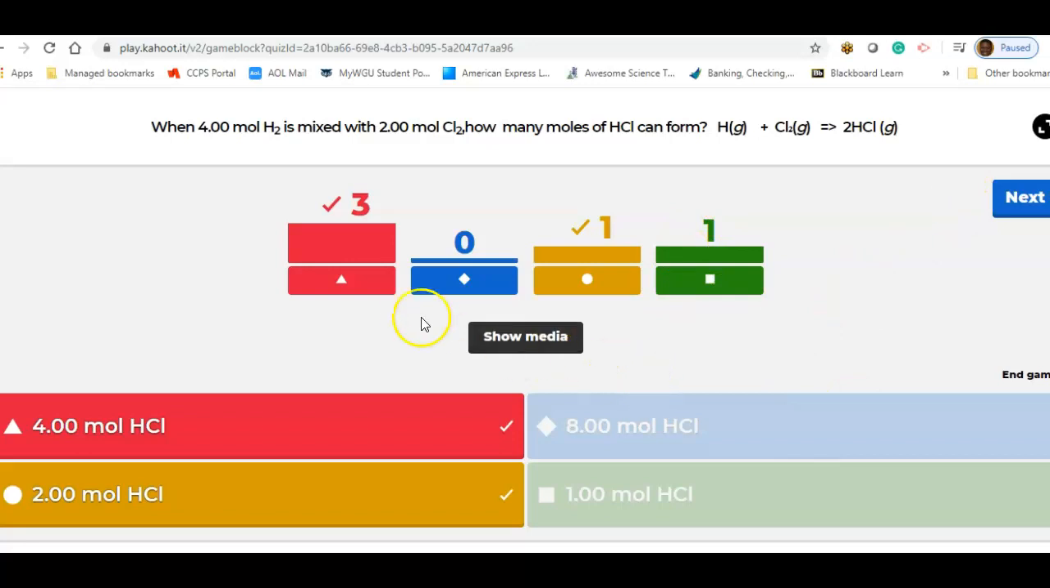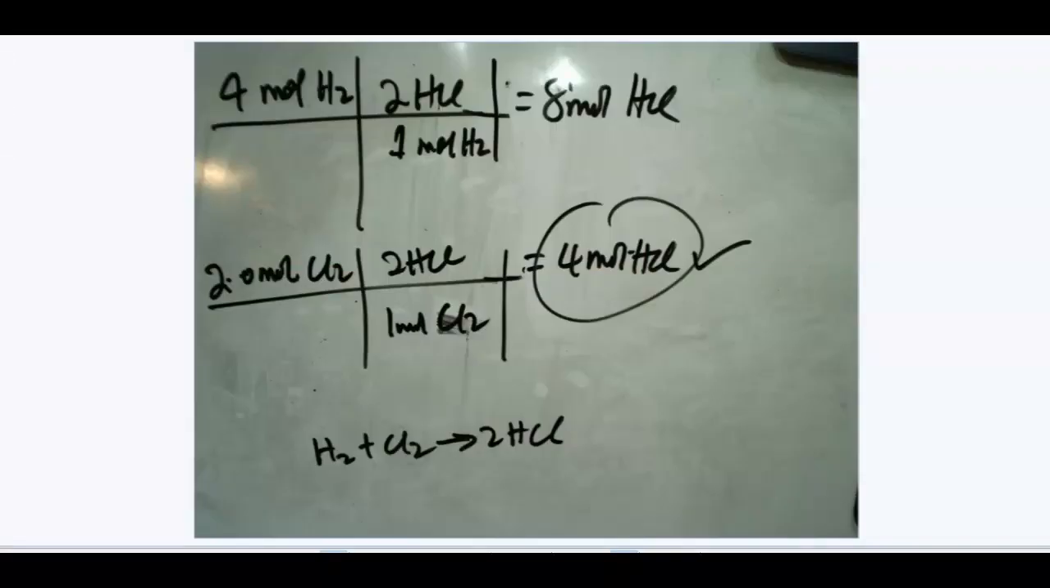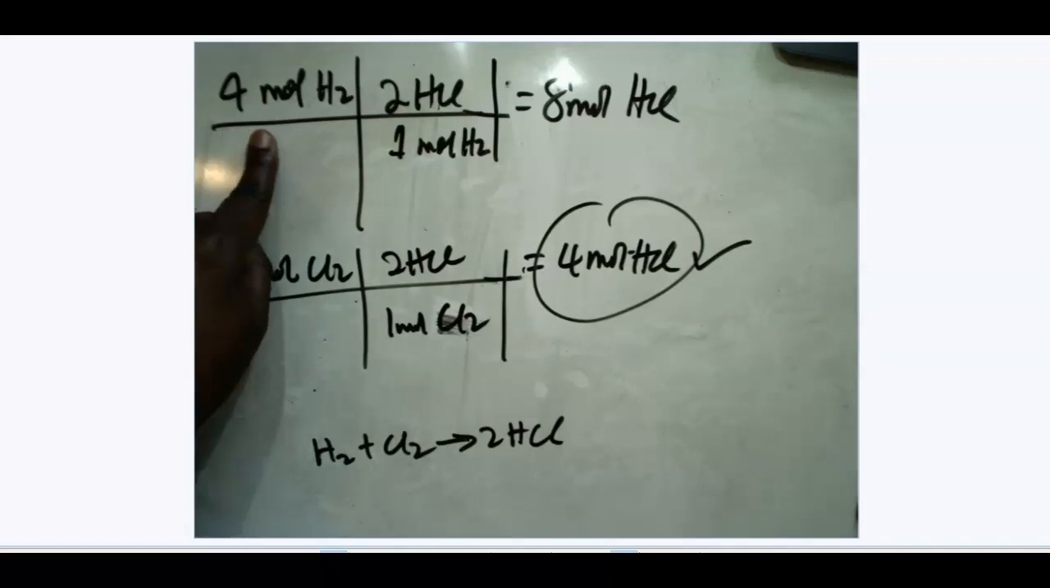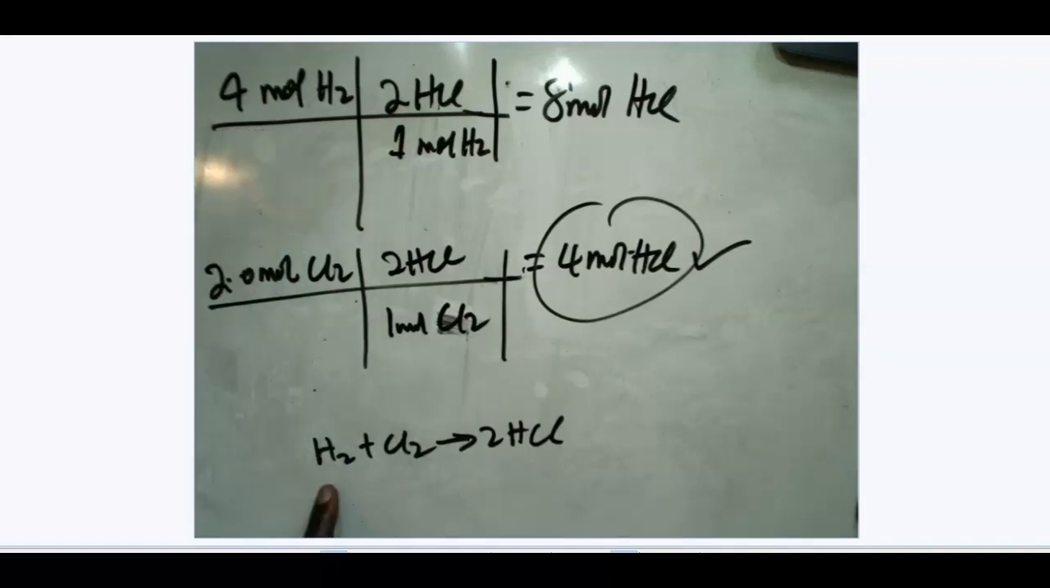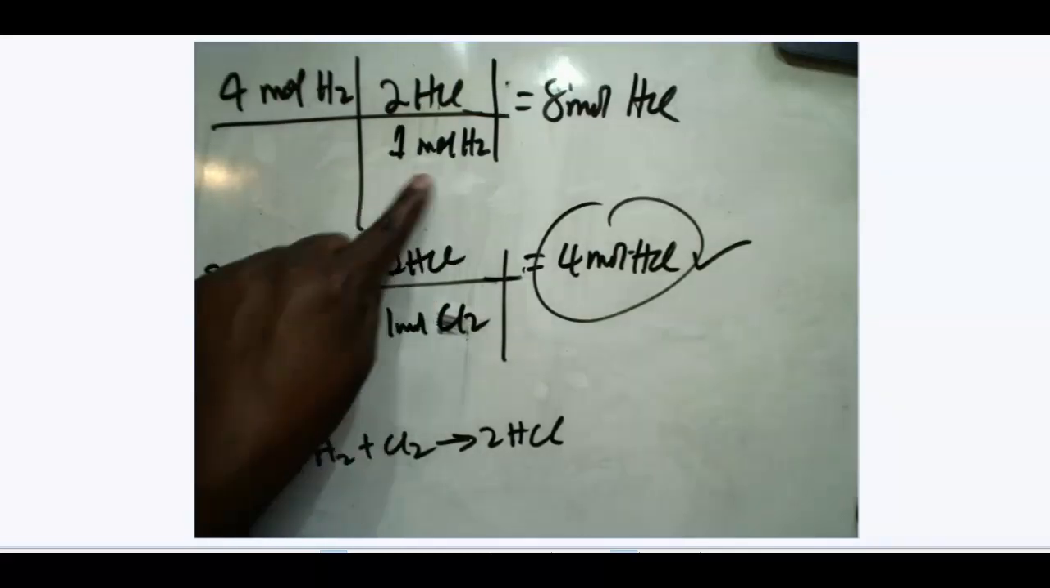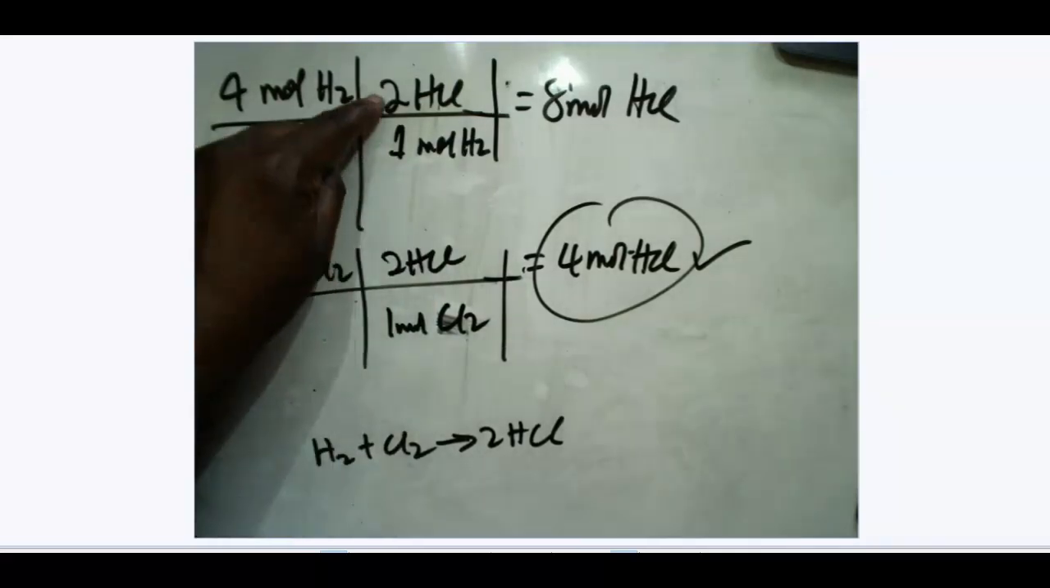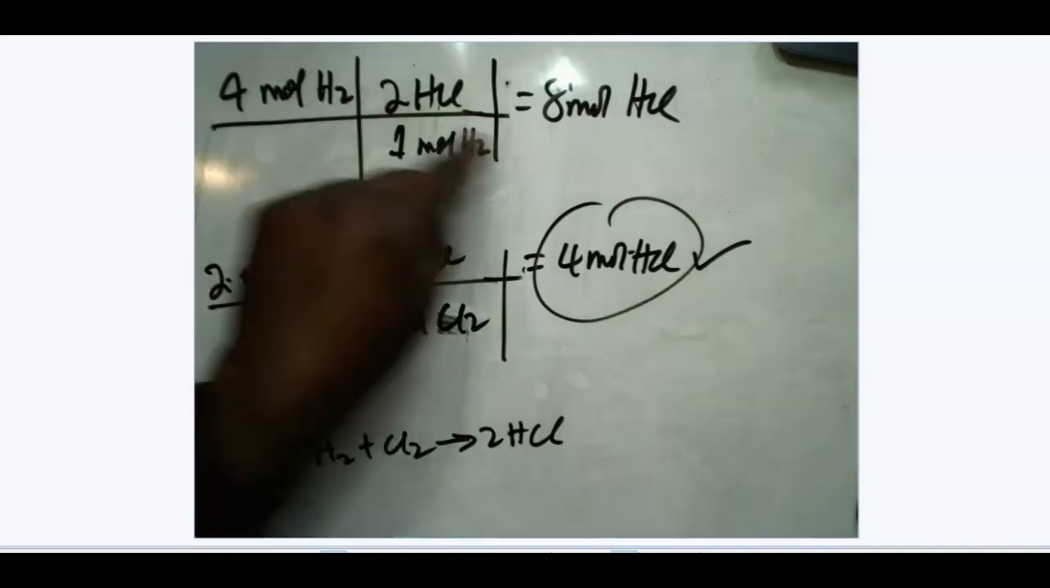All right, that's good. Except that, there's an error there. I think I made a mistake on the answer choices. The answer is supposed to be only 4 mole. You get your 4 mole of hydrogen. This is your balanced equation. Mole ratio of hydrogen is 1. You are producing 2 moles of HCl. So 4 times 2 is 8.